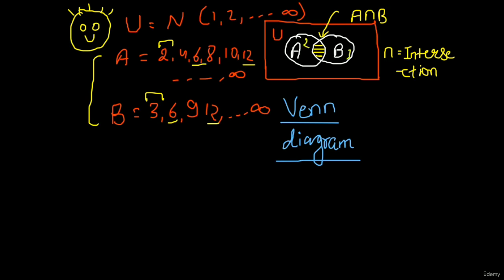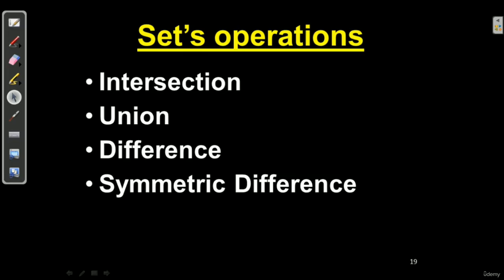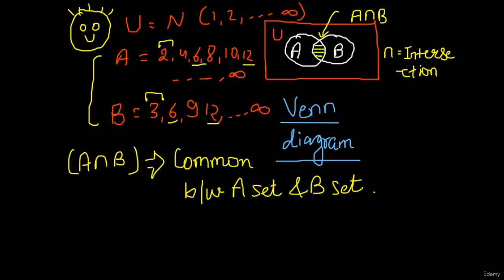Okay, so we have established the definition of this one. So A intersection B, this is what the intersection actually means. In simple English, you can call it common between A and B, A set and B set. So we have completed our intersection. That's all that we need to learn about the intersection. Now let's see what the meaning of the union is.